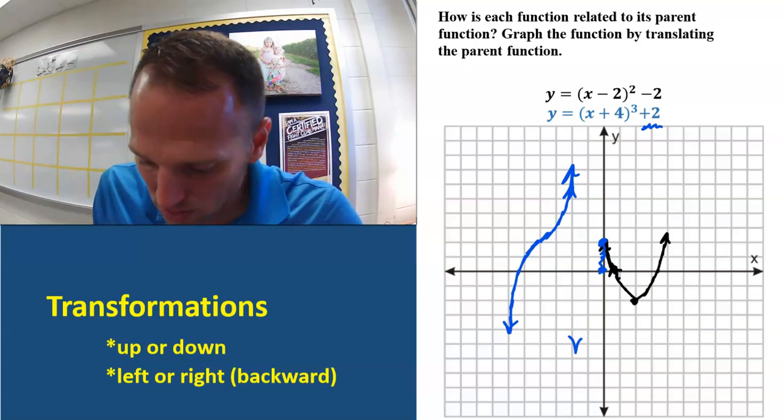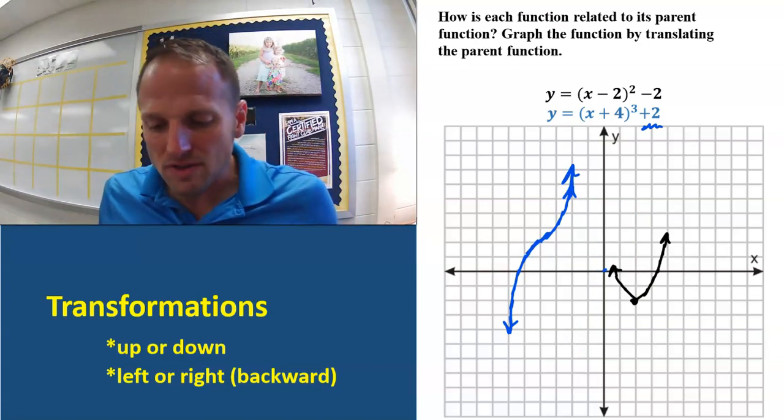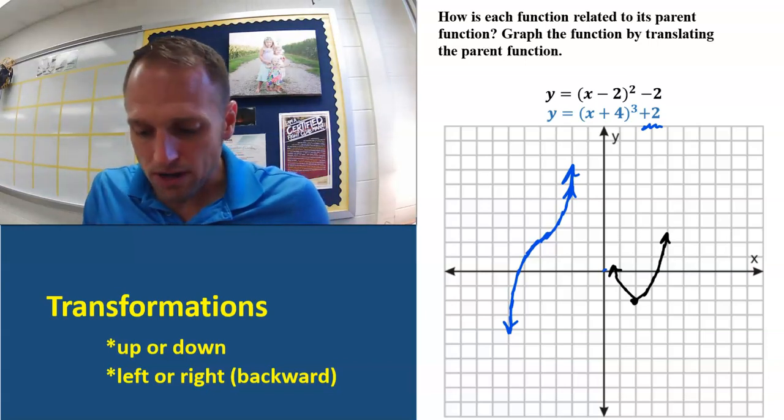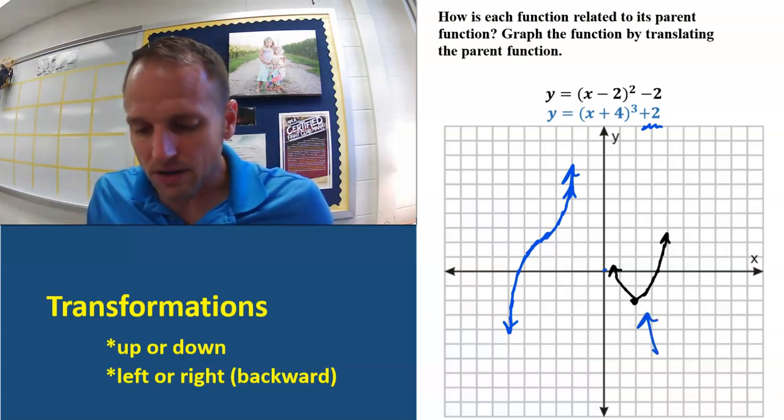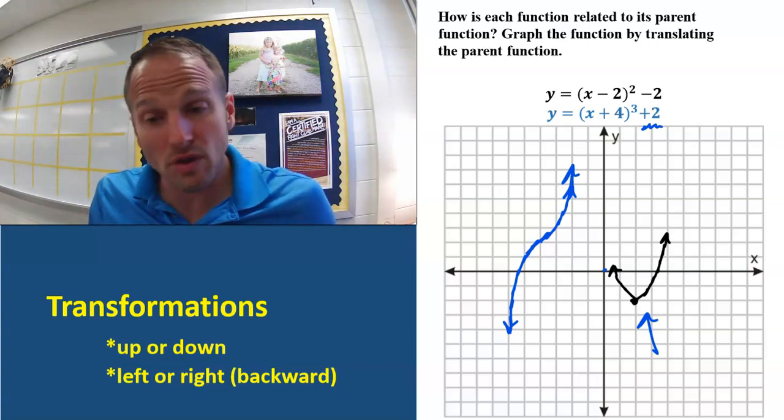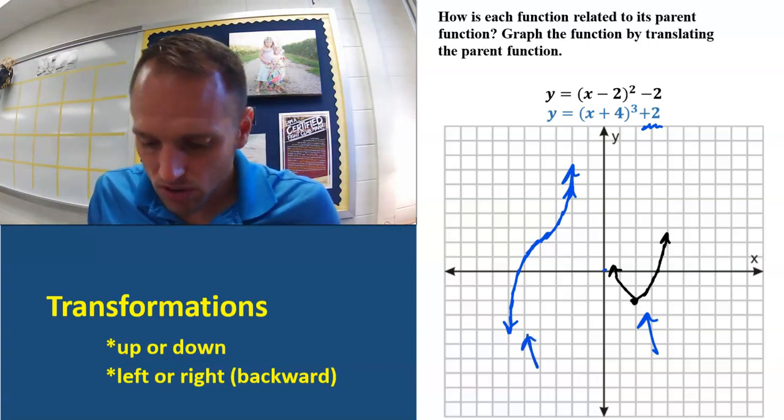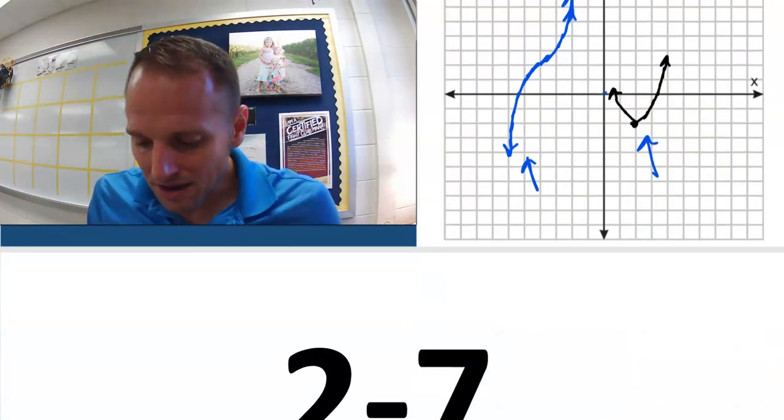So I'll erase this parent function. And those are our 2 graphs now. x minus 2 squared minus 2, that's the black function right there. And x plus 4 to the third plus 2 is right there. Okay, not bad at all.